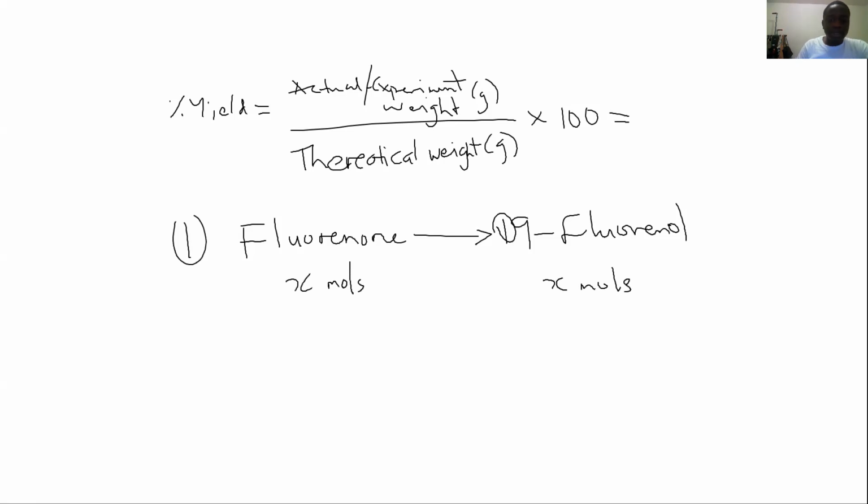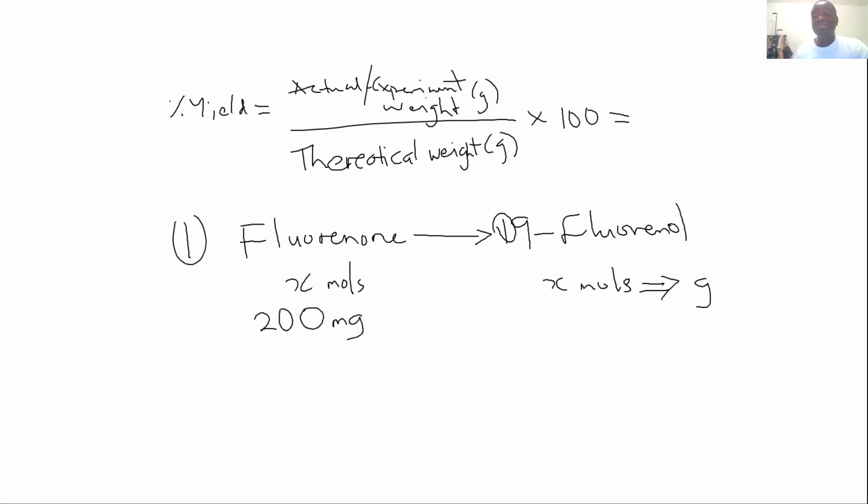Now, you basically have to convert this into mass. And to do that, you need the molecular weight of this. However, to calculate the number of moles of fluorenone you started with, remember I told you guys, pay attention to the amount of fluorenone that you started with. According to the slideshow, you're supposed to start with 200 milligrams of fluorenone.